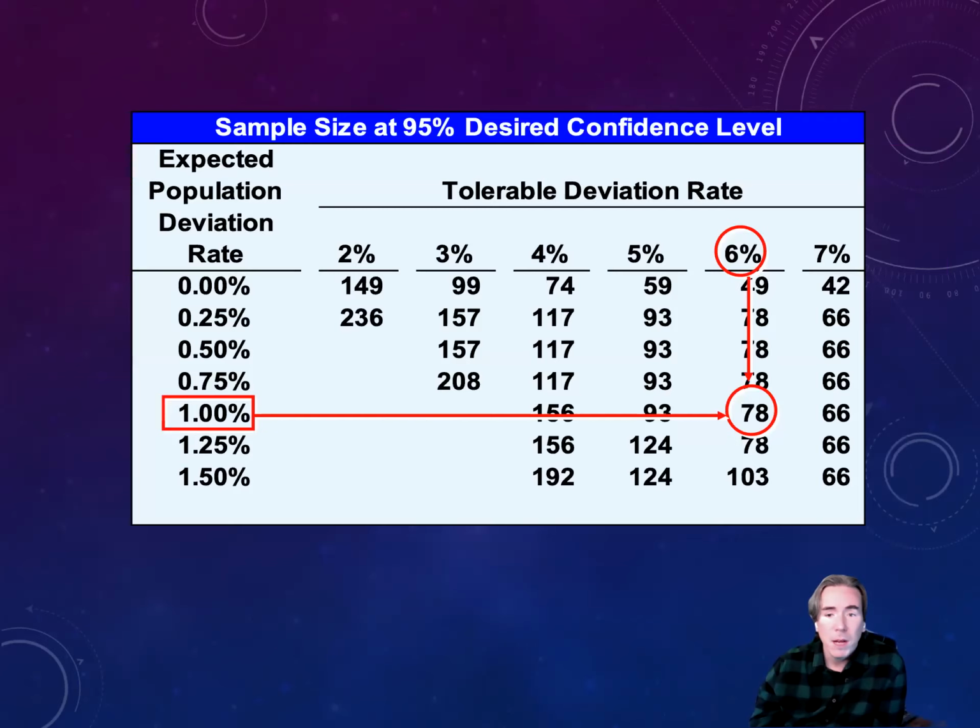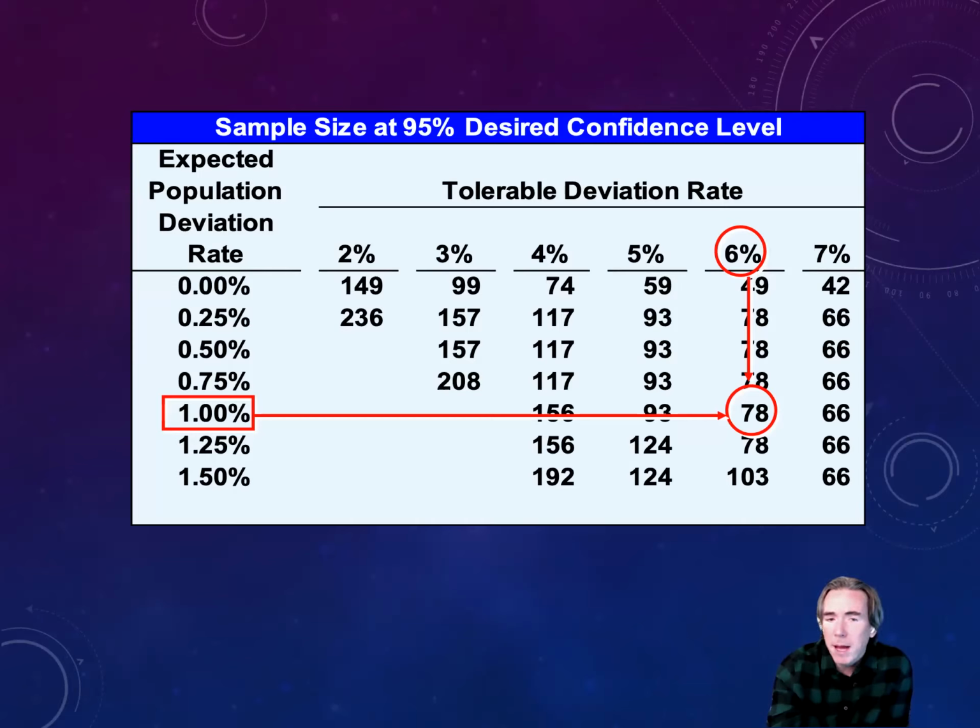So here's where we're at. We'll be given a table. Along the top will be typically the tolerable deviation rate, and along the rows will be expected population deviation rate. So some general observations first. As the tolerable deviation rate increases, our sample size decreases. That makes sense. The more errors we can tolerate, the less evidence we need. As our expected deviation rate increases while keeping the same tolerable deviation rate, our sample size increases.